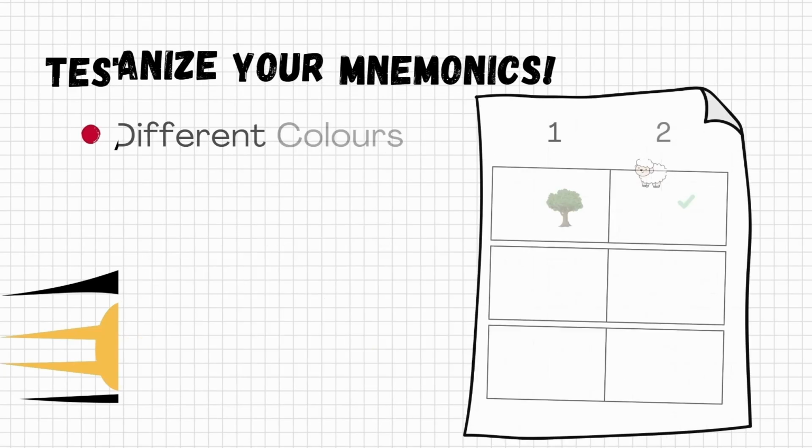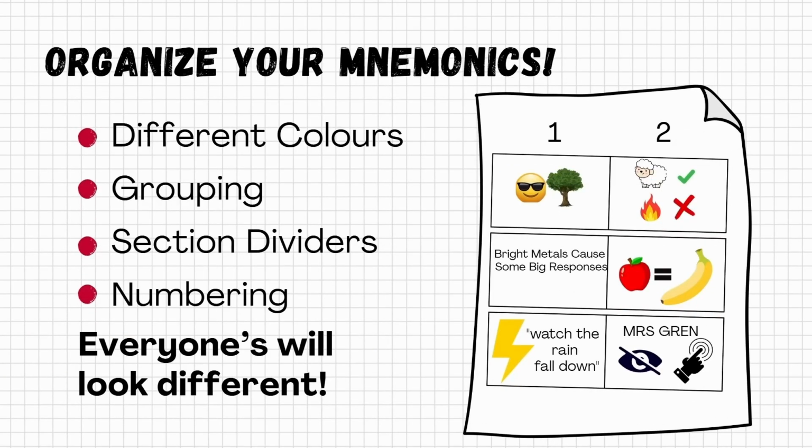It can also be helpful to organize the page in a way that helps you identify specific content easier as well, like using different colors for different types of information, grouping similar content together, or adding section dividers on the page. Remember that everyone's memory aid will look different, so choose devices and organizational strategies most helpful for you.